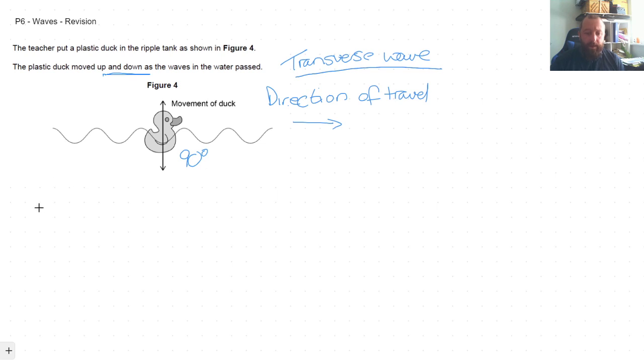Okay. The other type of wave we've got is a longitudinal wave. And again, I've got a diagram for this. All of these diagrams are taken from the exam papers, so they're all ones that you would get or have got at some point.